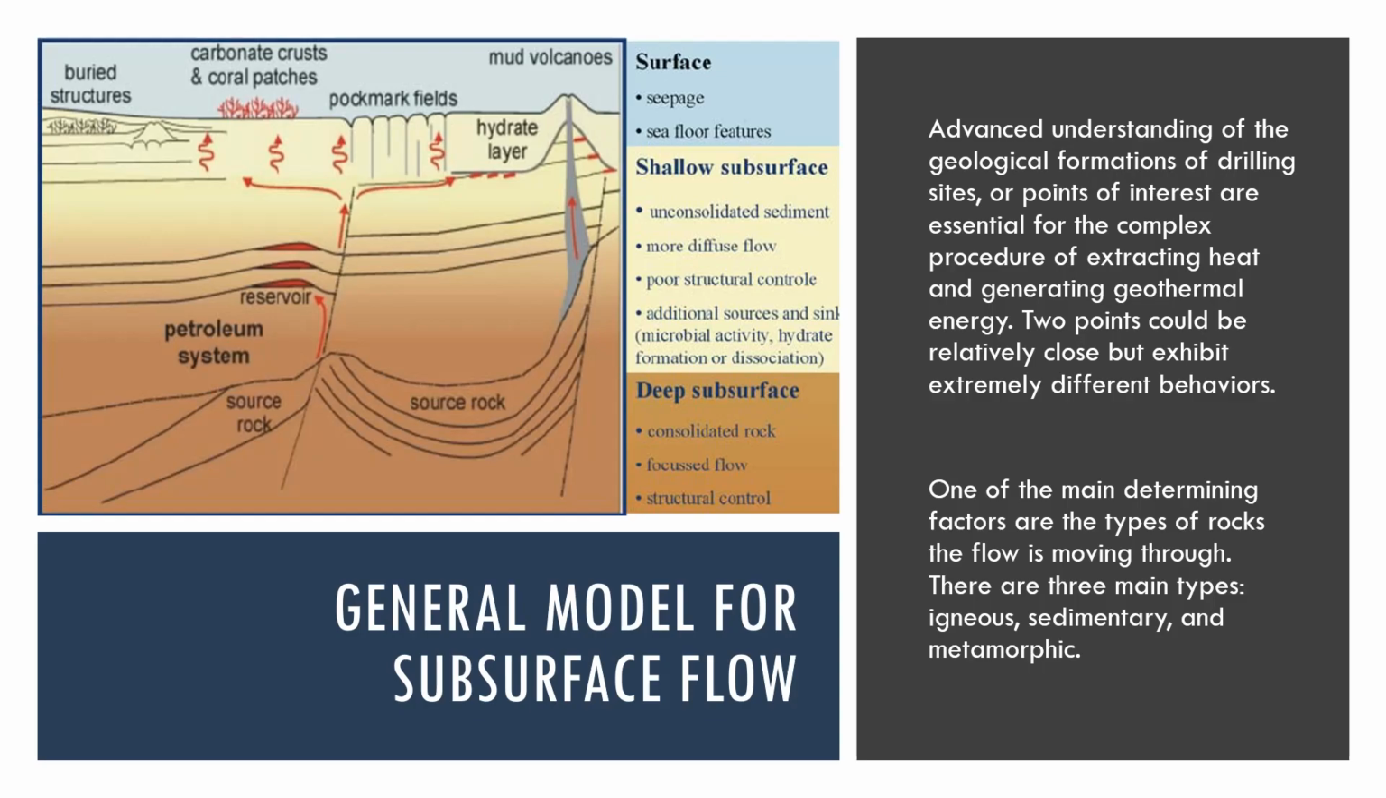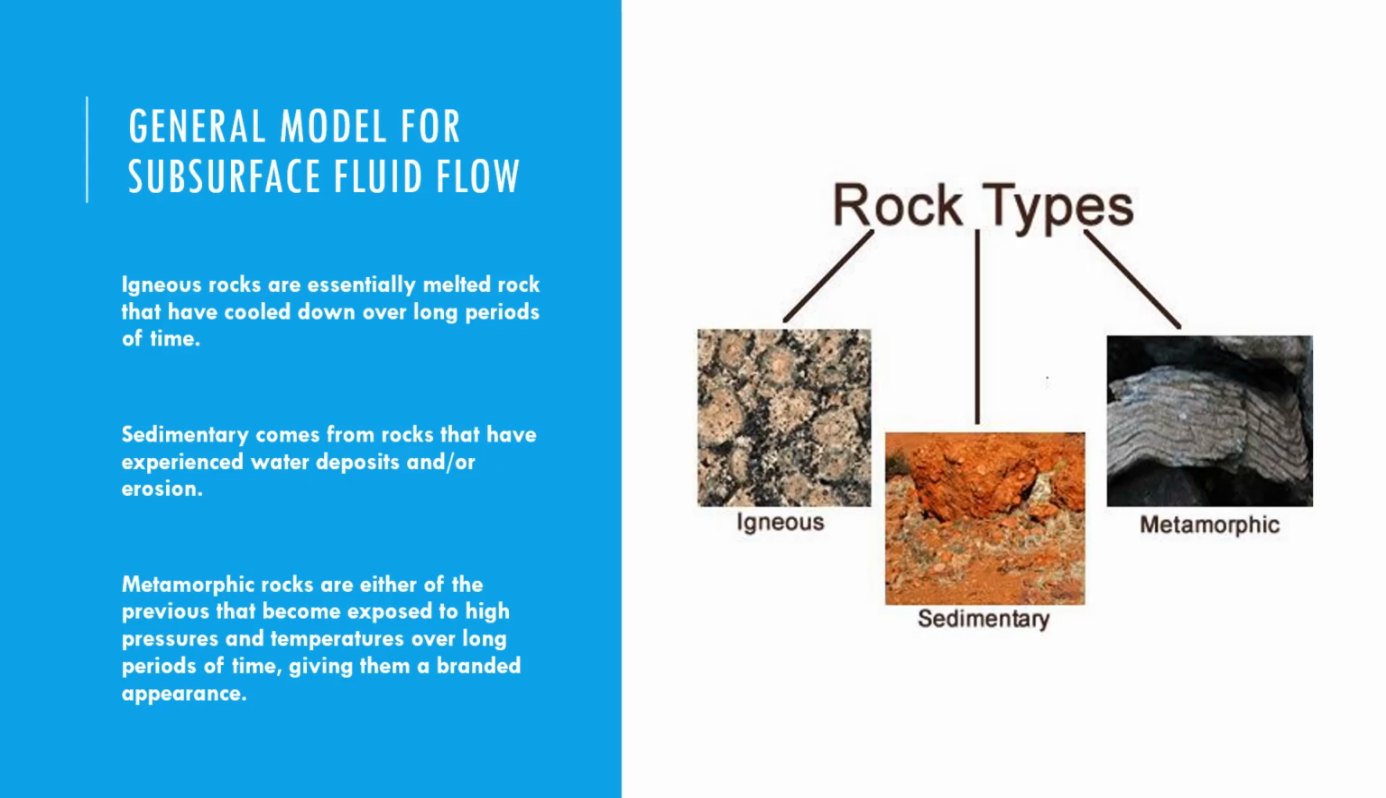Now, one of the main determining factors of how much fluid flow we can expect from a geological formation are the types of rocks. There are generally 3 main types: igneous, sedimentary, and metamorphic. Igneous rocks are essentially melted rocks that have cooled down over long periods of time, so they would usually be from or around a volcanic site. They would have been already melted or melted due to an eruption and have cooled down over a very, very long period of time, or even pressurized.